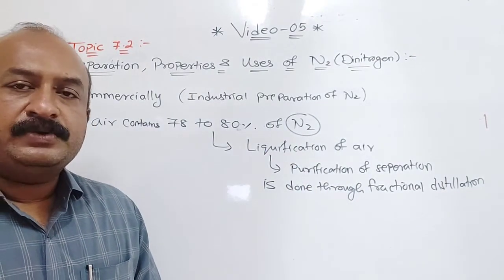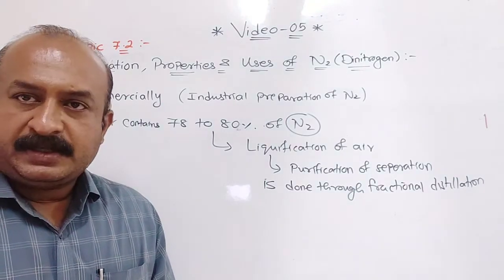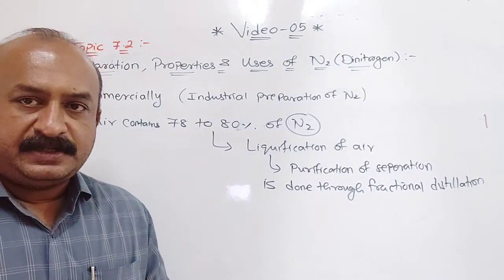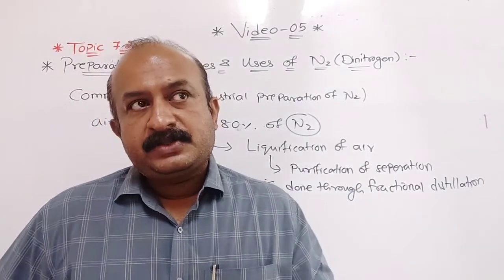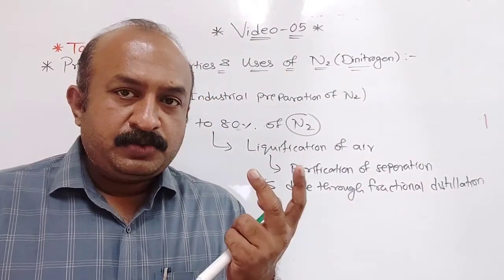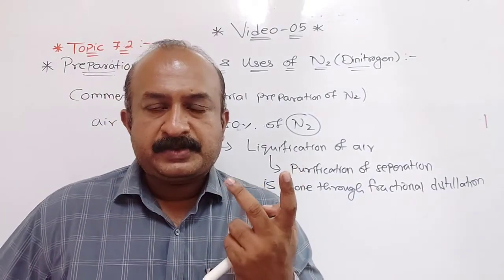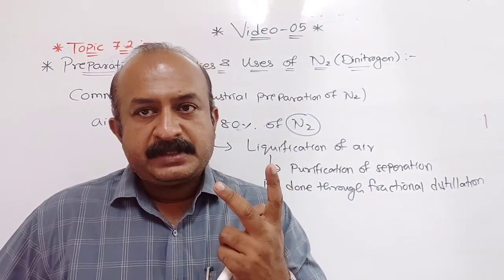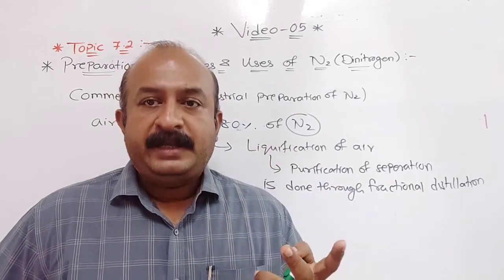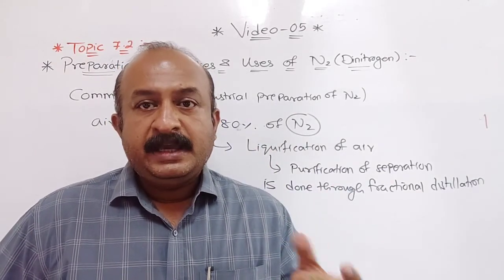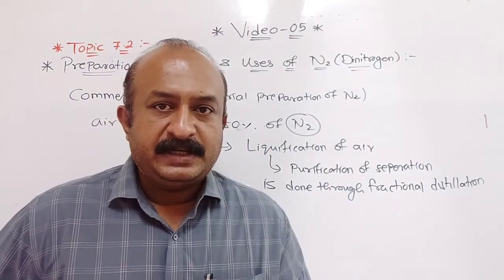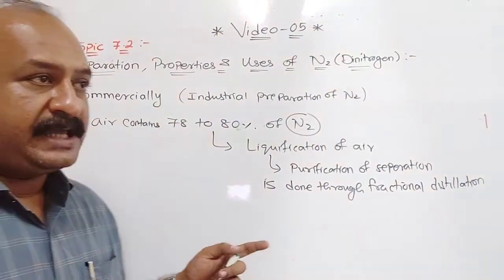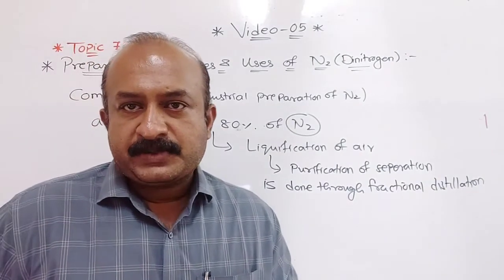Now, fractional distillation we have studied in our lower classes, that is 9th standard, distillation and fractional distillation. What is the difference between them? Distillation is used when you want to separate two substances and the temperature difference is greater than 25 Kelvin. If the difference is less than 25 Kelvin, we use fractional distillation. This is the reason, because air is a mixture of gases, as we have seen.